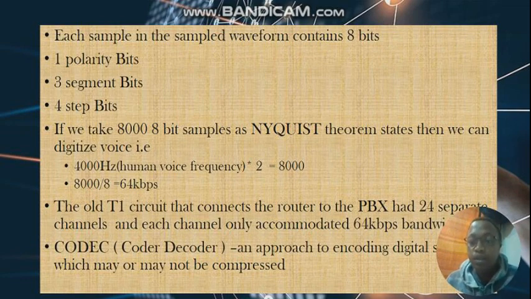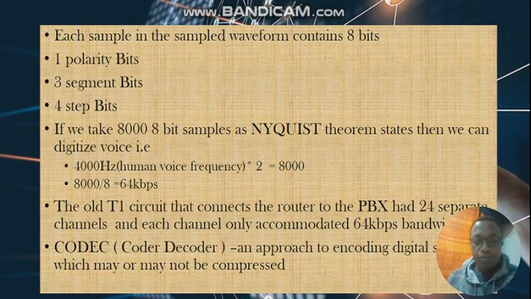That is the bandwidth that was available to send voice traffic over IP networks, and it has been used over a very long time. This was borrowed from the old T1 circuit that connected the router to the PBX, and it had 24 separate channels. Each channel would accommodate 64 kilobits per second of bandwidth. So you basically send the voice traffic over one of these channels.